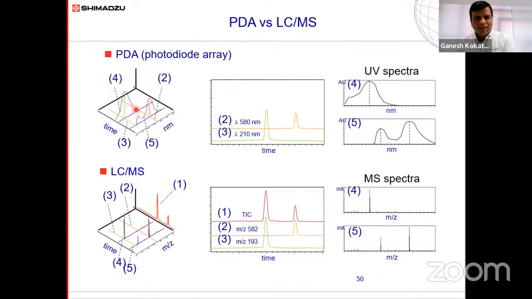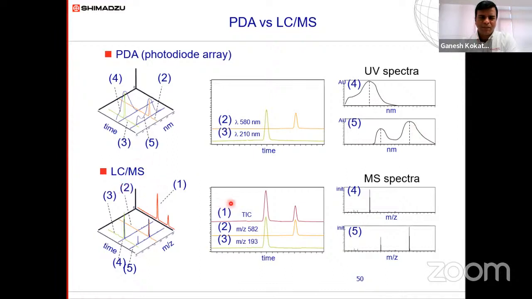So the red one is your chromatogram. Just see over here, the red one is your chromatogram showing two different peaks, and each peak corresponds to a different wavelength. So one is obtained at maybe 580 nanometer, second one is 210. So these are the two different wavelengths.